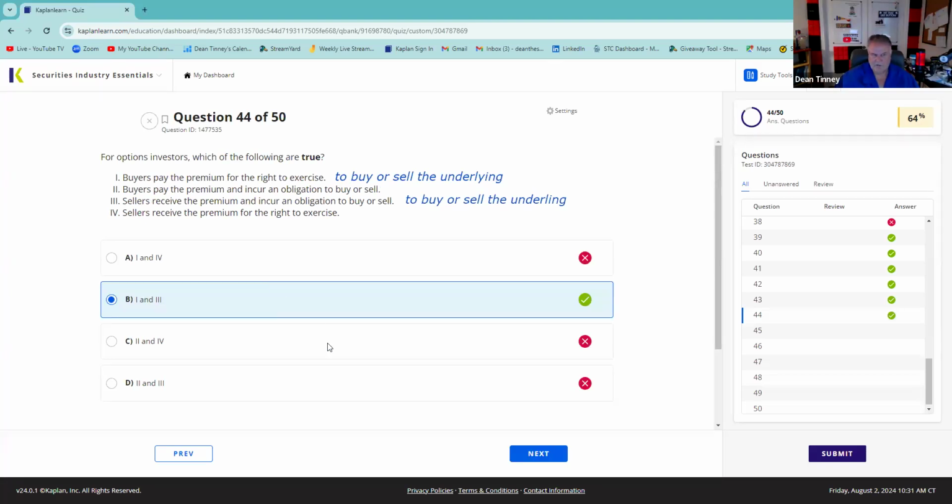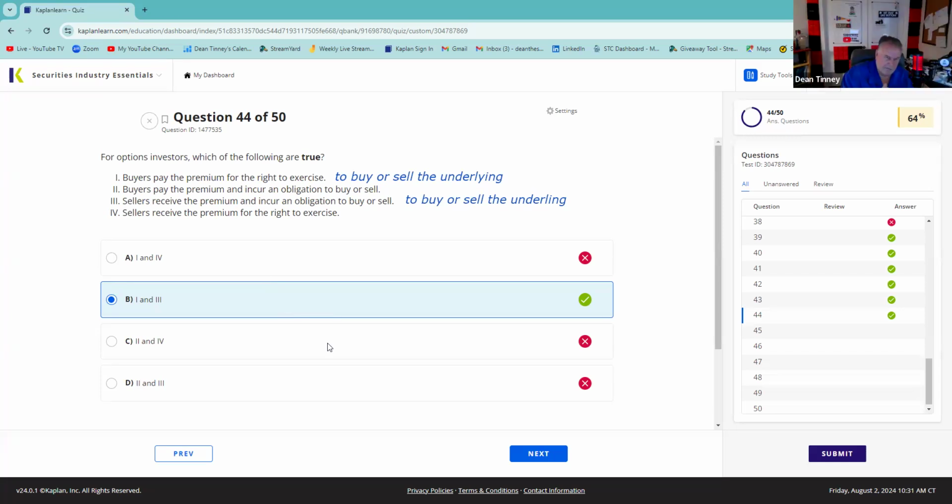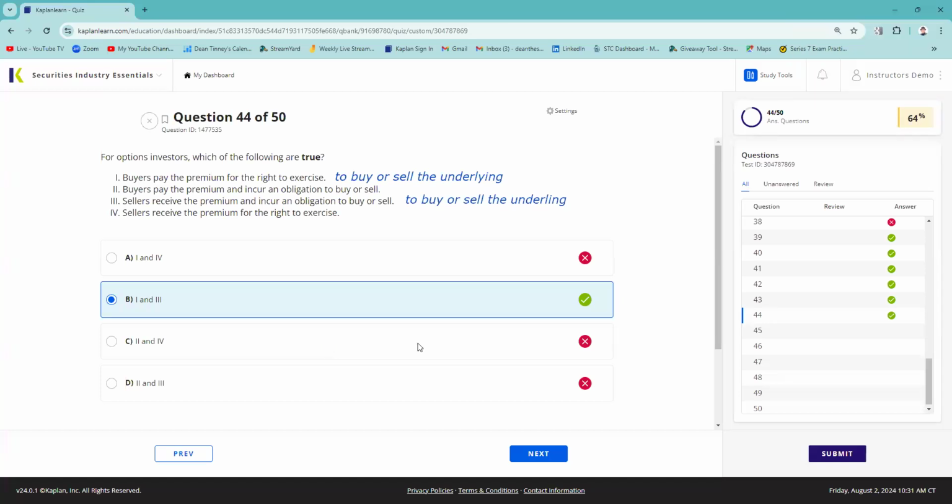You should know buyers have choices. I use the word choice instead of right. That's just me, because I don't like having right floating around with write. And then obligation, I always think potential victim, right?